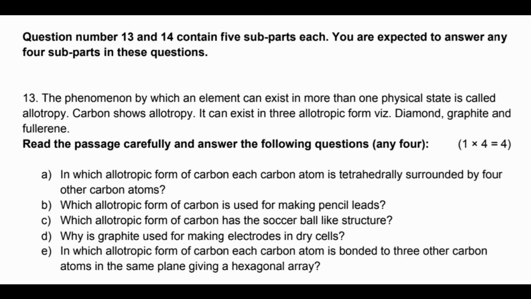D part. Why is graphite used for making electrodes in the dry cells? This is due to electrical conductivity of graphite, because it has free electrons to conduct electricity. E part. In which allotropic form of carbon is each carbon atom bonded to 3 other carbon atoms in the same plane giving a hexagonal array? Answer will be graphite, because it is a layered structure.